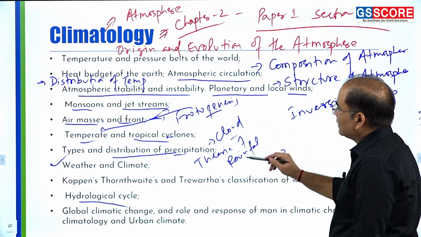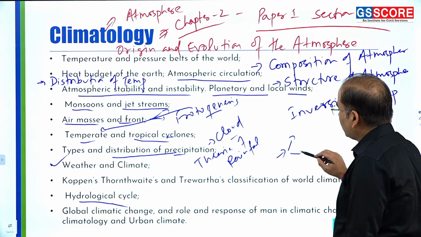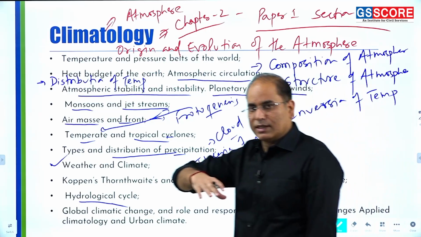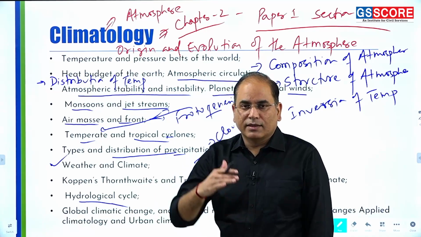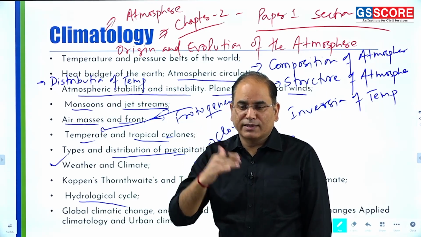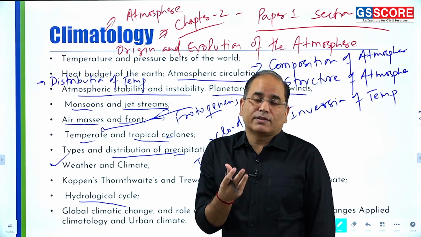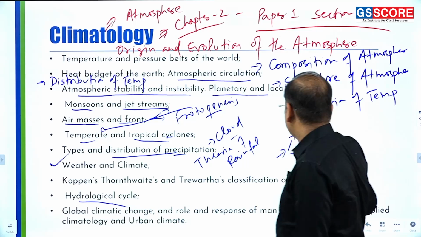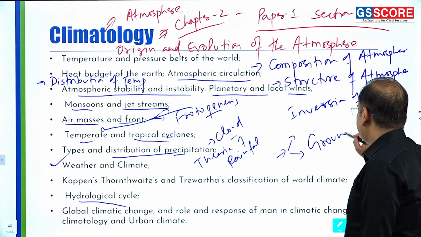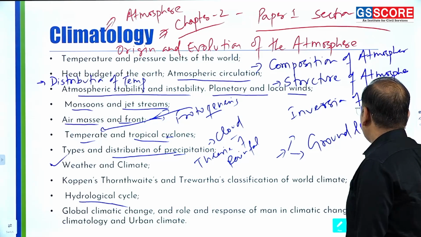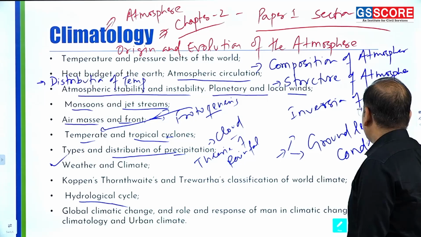Along with this we will study condensation, so there will be two types of condensation. That is the condensation that takes place in the above atmosphere, atmospheric condensation, and condensation that takes place near the surface, which we call ground level condensation.